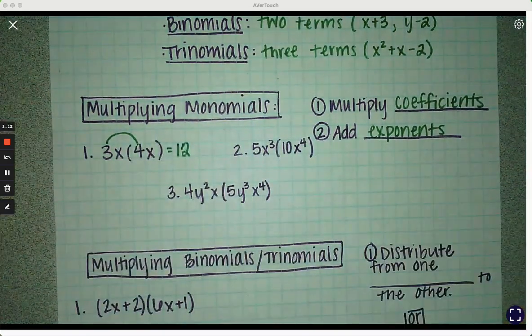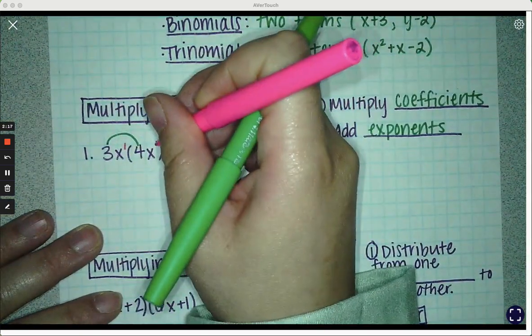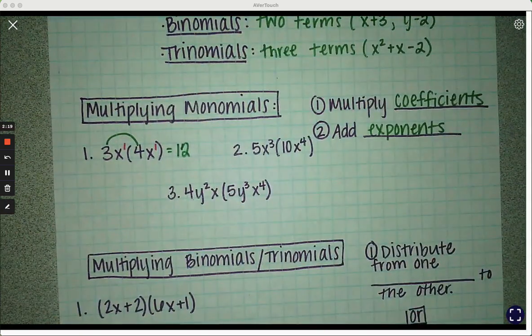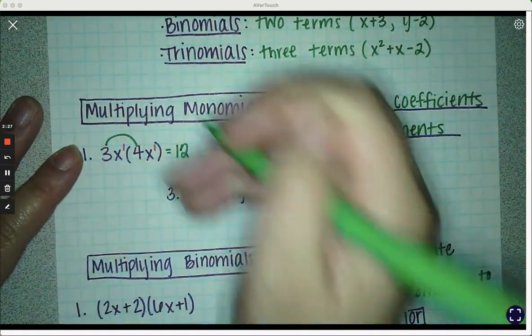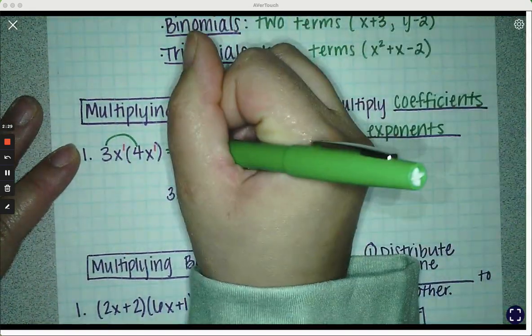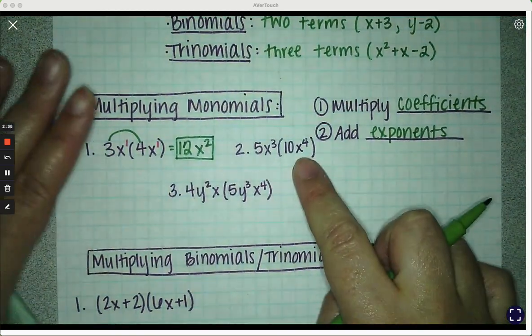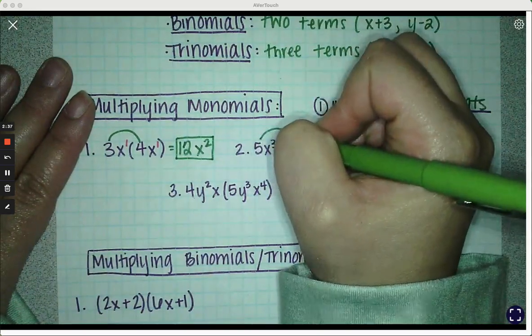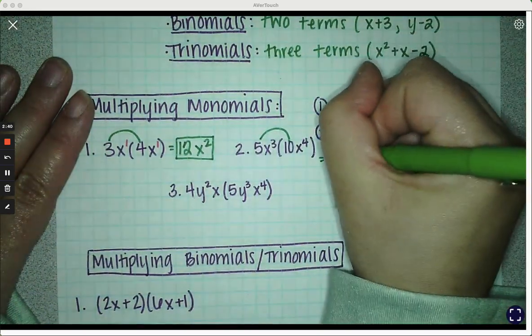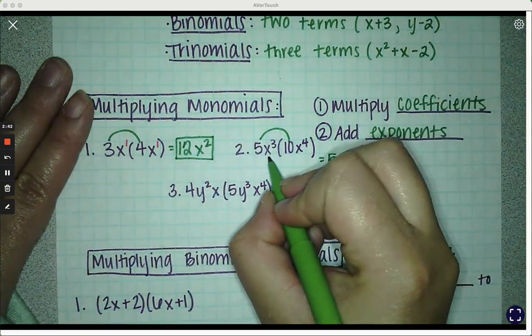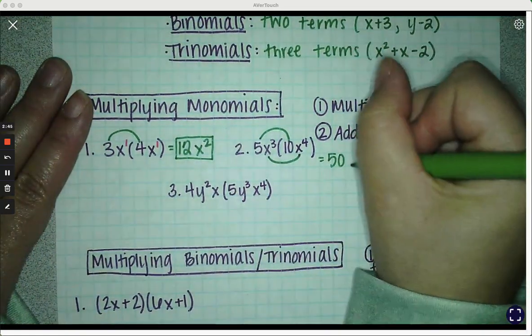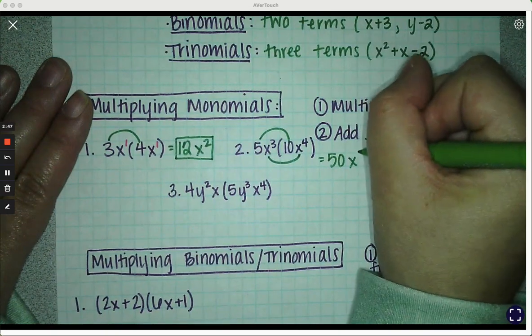And a lot of people are like, exponents, where are they? Well, if you don't see them, put them in there. All right, so I remember from last week that if they're not written in there, then they've got to be there somewhere. All right, so we have 1 plus 1 gives me x squared. Okay, looking at example 2, multiply your coefficients. So 5 times 10 is 50, and then we add our exponents. X to the 4, 5, 6, 7th.